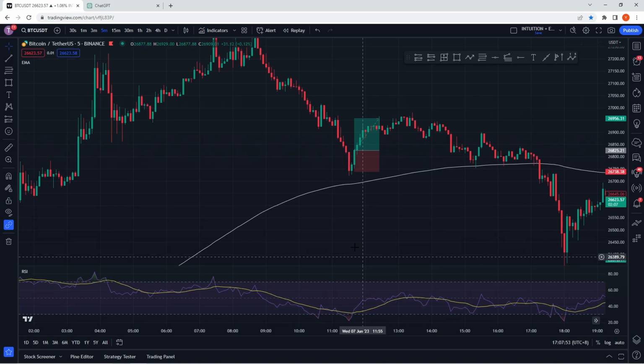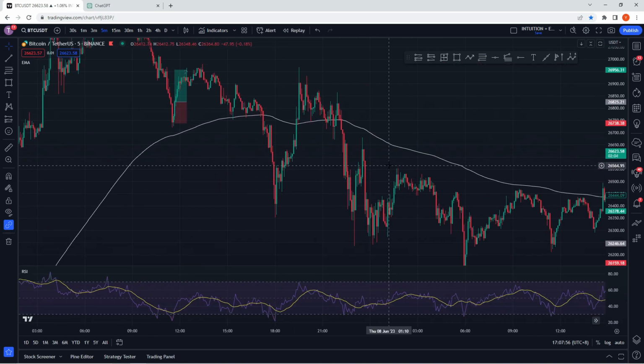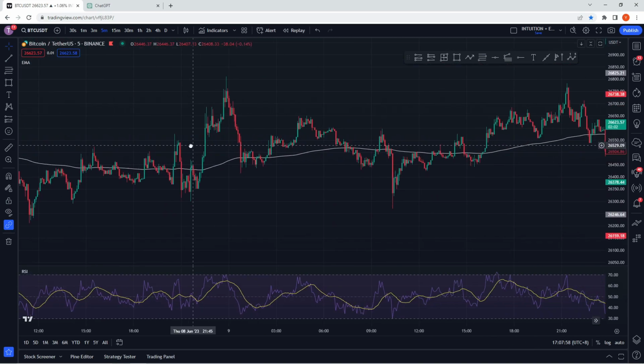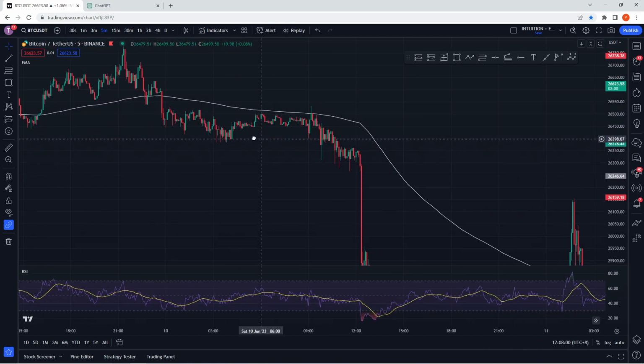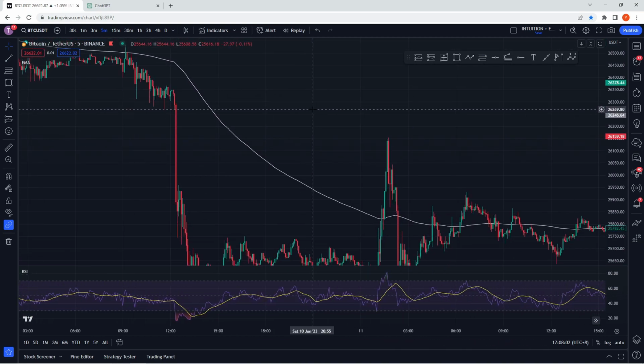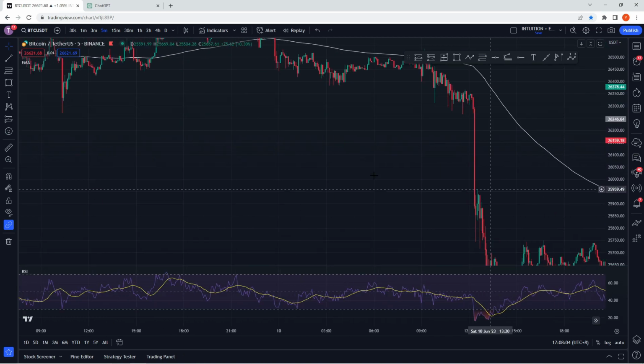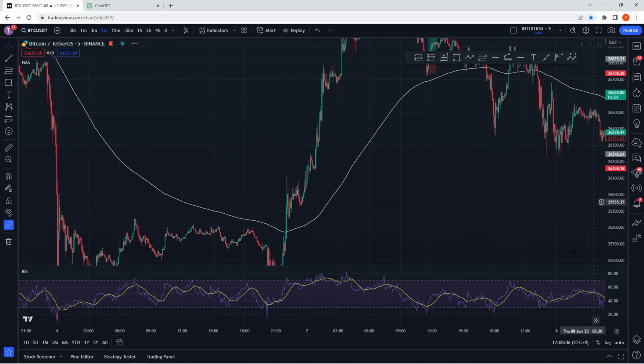And now I'm going to teach you guys how to take short positions. It's basically the same thing, except that you just want to flip the rules around. So what do I mean by that? Basically, we want to wait for price to be below the 200 EMA. So let me find an example.